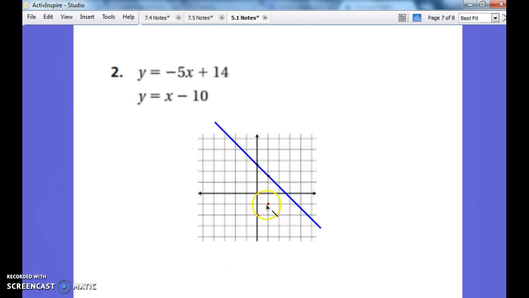Make a very straight line. See where they cross. The problem is we're going to have to estimate where these lines cross. Where do you guys think it's crossing right now? It could be around 10, 3, 10, 4. What do you think it is?